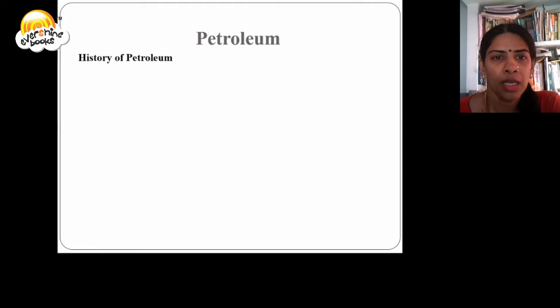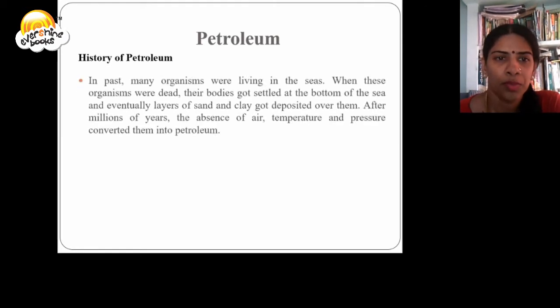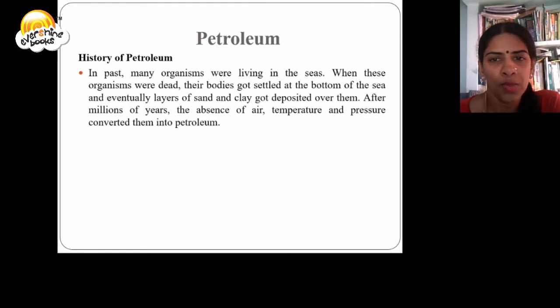Petroleum. Let us now discuss petroleum. In the past, many organisms were living in the seas. When these organisms died, their bodies settled at the bottom of the sea, and eventually layers of sand and clay got deposited over them. After millions of years, the absence of air, along with temperature and pressure, converted them into petroleum.